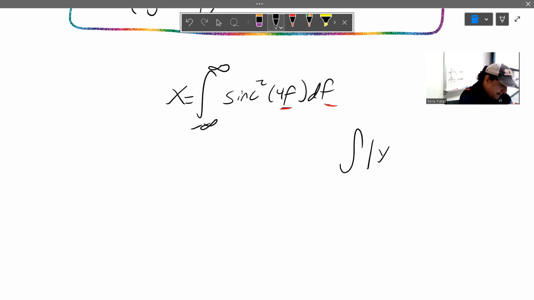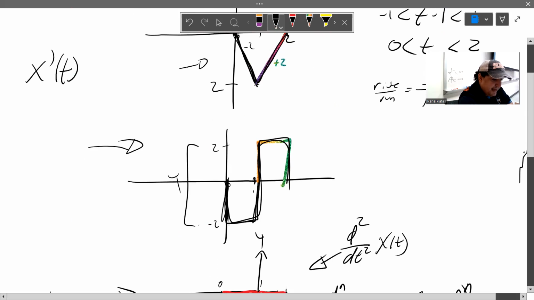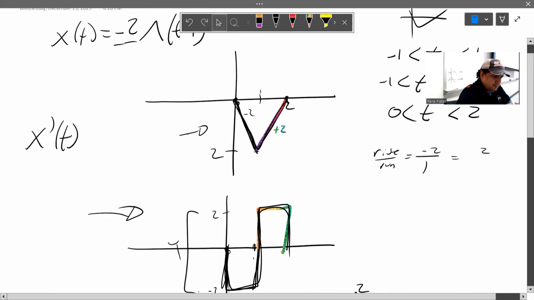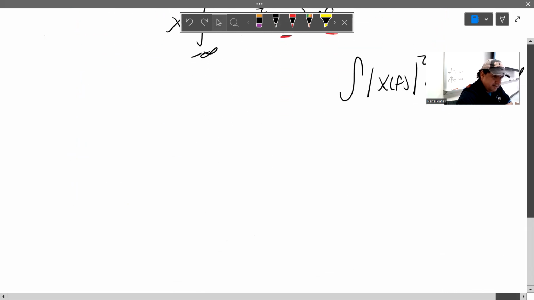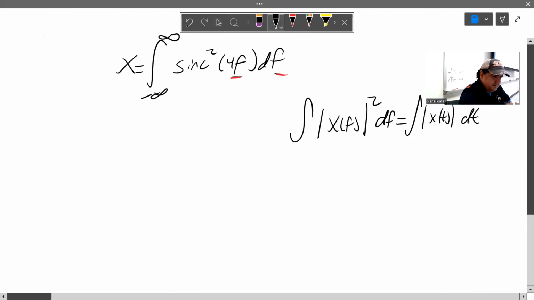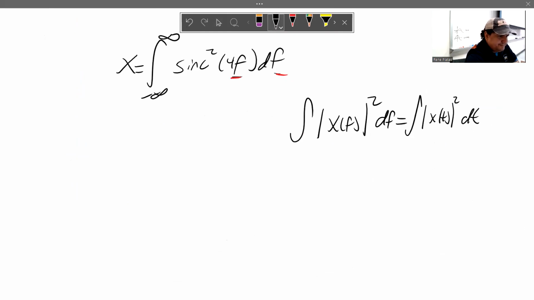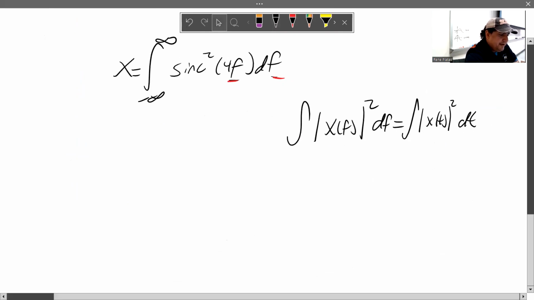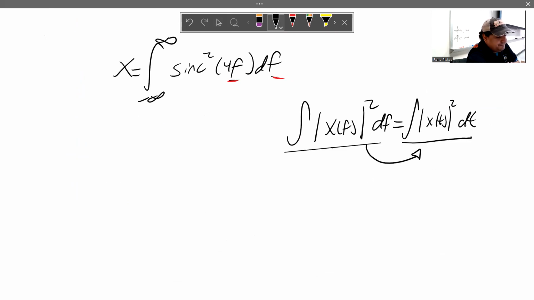The integration of |X(f)| squared df is equal to the integration of |x(t)| squared dt. So if you're going to integrate in the frequency domain, you better change it to the time domain first, and the integrations will be the same. Don't forget that you have to have the squared there.